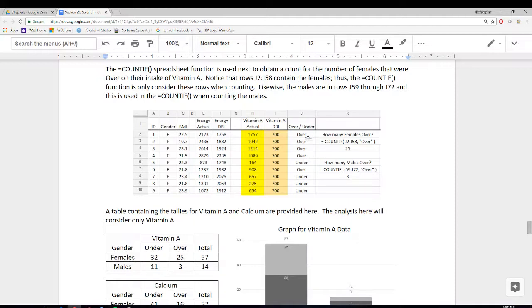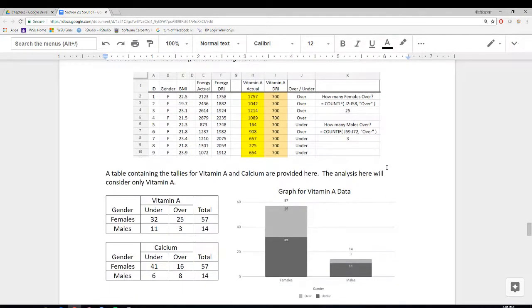The condition that I want to check is whether or not they were over. That's what I'm going to keep track of in my simulation study, whether or not they were over their daily recommended intake. This indicates that there were 25 women. So that COUNTIF statement indicates that there are 25 women in which the vitamin A intake was over their daily recommended. On the other hand, for males, there were only 3.